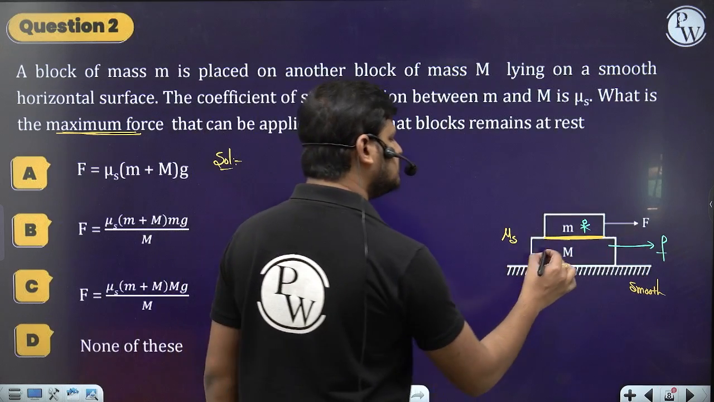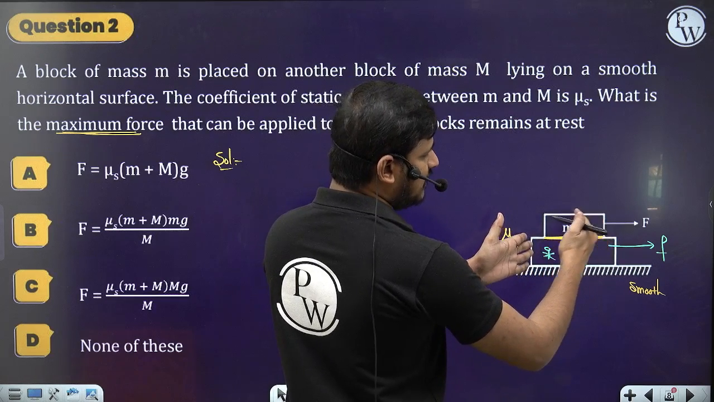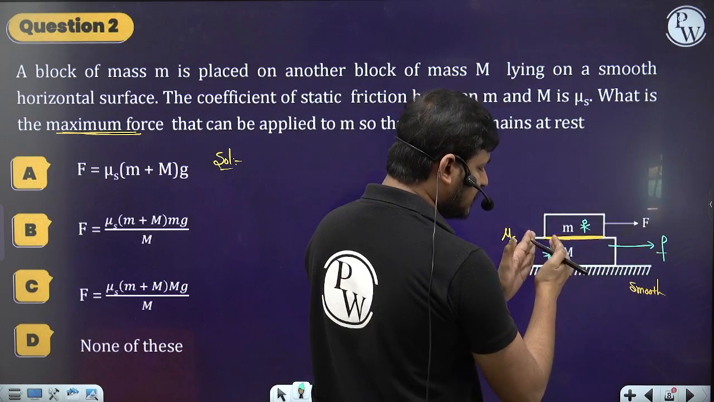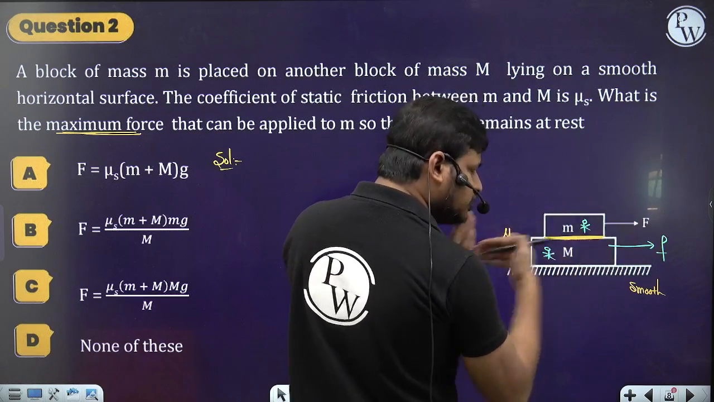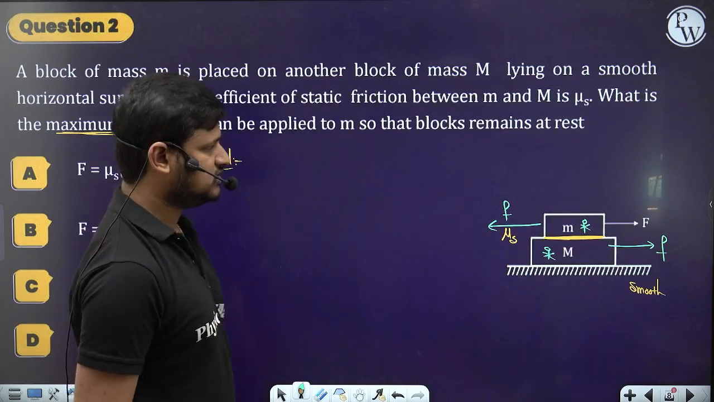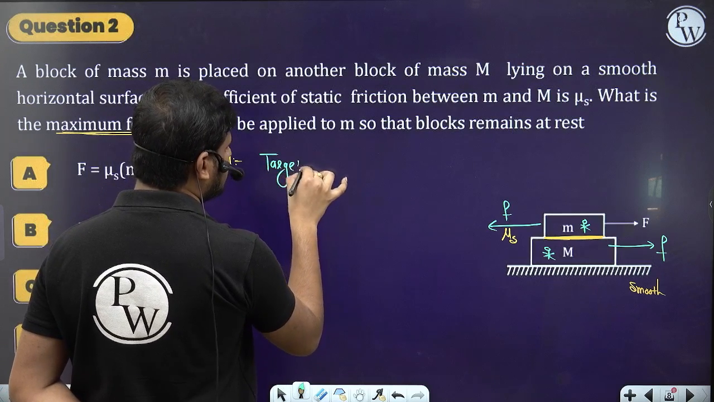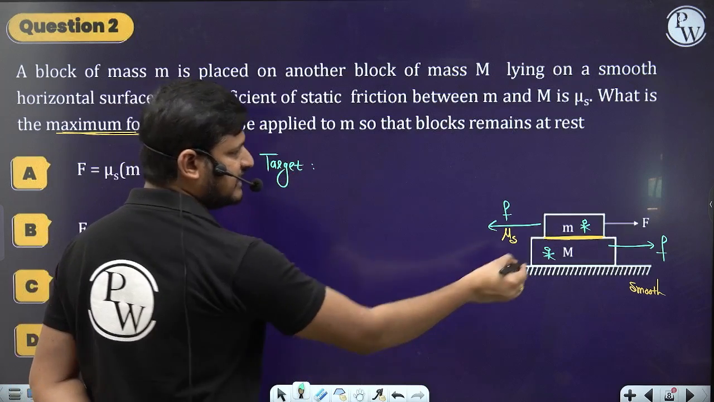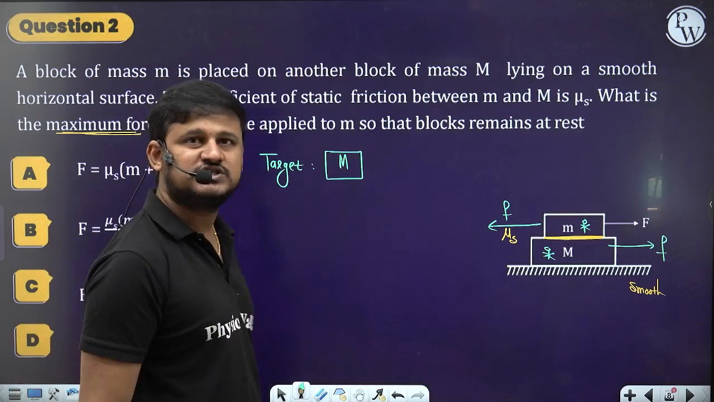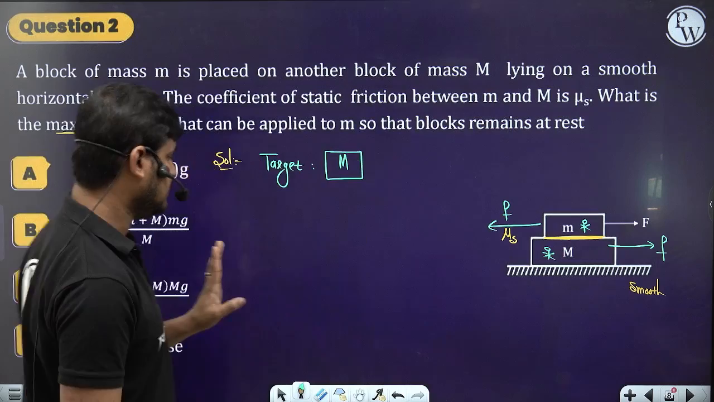And then if you consider capital M as the frame of reference, the force is applied on the small m, so it seems to be moving to the right with respect to the capital M block. So what should the friction do? Chalo, come backward. That's why the friction should act to the left side on this. So now the first thing is to identify the target block. What is our target block on which only the friction force is acting? I can say that capital M is the block on which only the friction force is acting. So this point is clear.